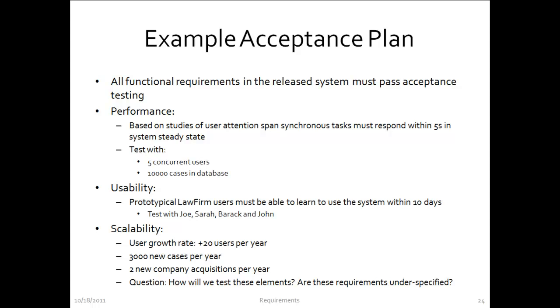Now, my question that I would ask you is to think about, for scalability, how you could take the quantified non-functional requirement, which are the first 2 lines there, user growth rate of 20 users per year and 3,000 new cases per year, and 2 new company acquisitions per year, how would you take those and create deterministic tests, tests that you can actually do, to pass or fail acceptance?